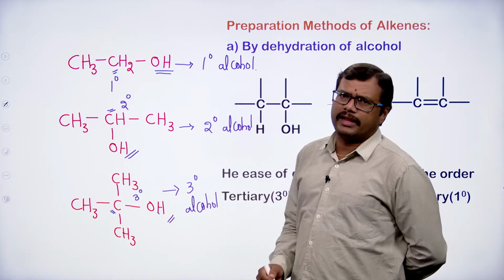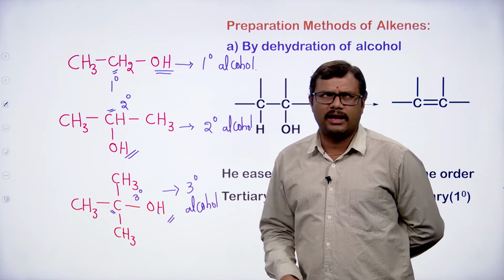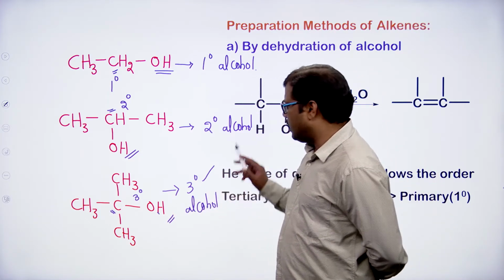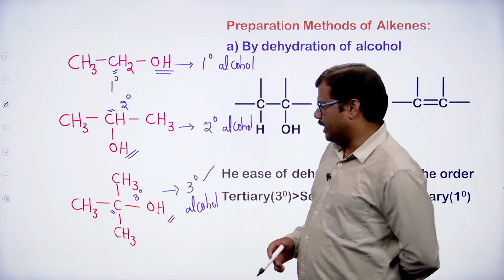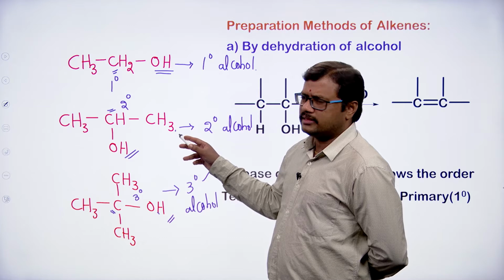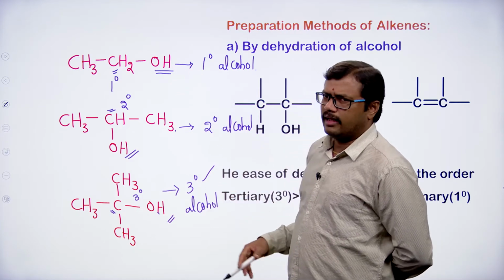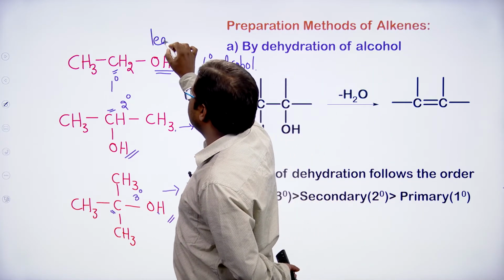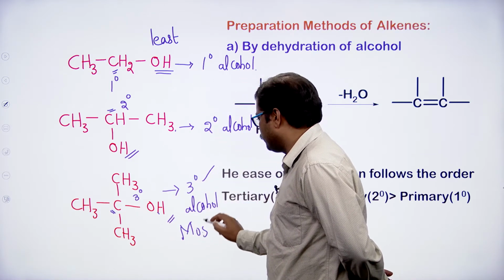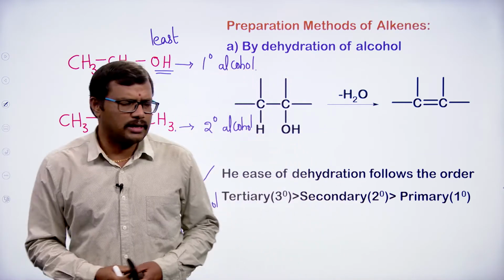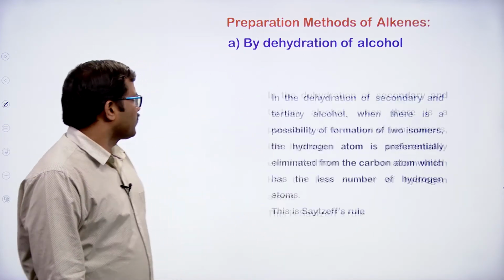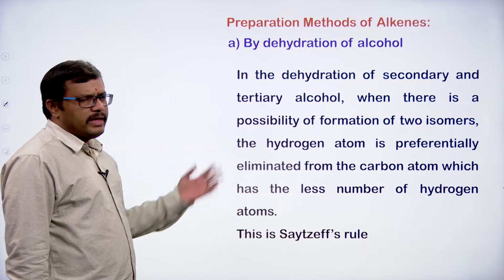Now, ease of dehydration: how fast the alcohol is going to participate in the reaction. If you observe, you can clearly say that the tertiary alcohol participates very fast in dehydration compared with the secondary. Secondary alcohol participates in the dehydration reaction faster compared with the primary alcohol. Primary alcohol is least reactive, whereas tertiary alcohol is the most reactive. So most reactive is tertiary alcohol, least reactive is primary alcohol.